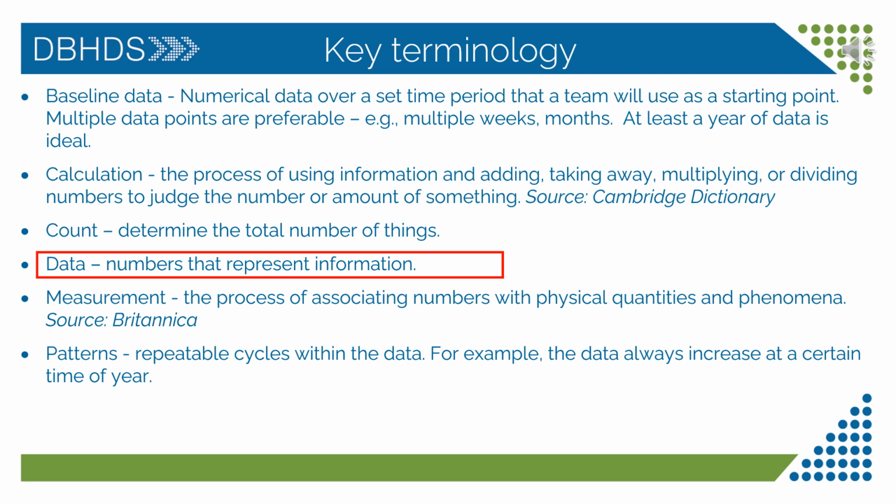Calculation is the process of using information and adding, taking away, multiplying, or dividing numbers to judge the number or amount of something. Measurement is the process of associating numbers with physical quantities and phenomena. Patterns are repeatable cycles in the data. For example, if the data always increase at a certain time of year, that is a pattern.